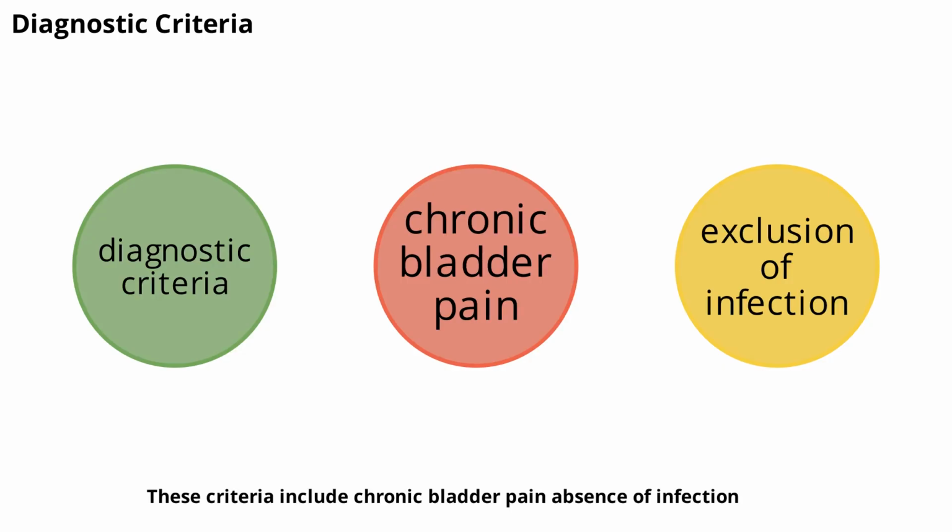These criteria include chronic bladder pain, absence of infection, and exclusion of other causes. The combination of history, physical exam, lab tests, and imaging forms the basis for diagnosis. Meeting these criteria ensures that the diagnosis is accurate and evidence-based.